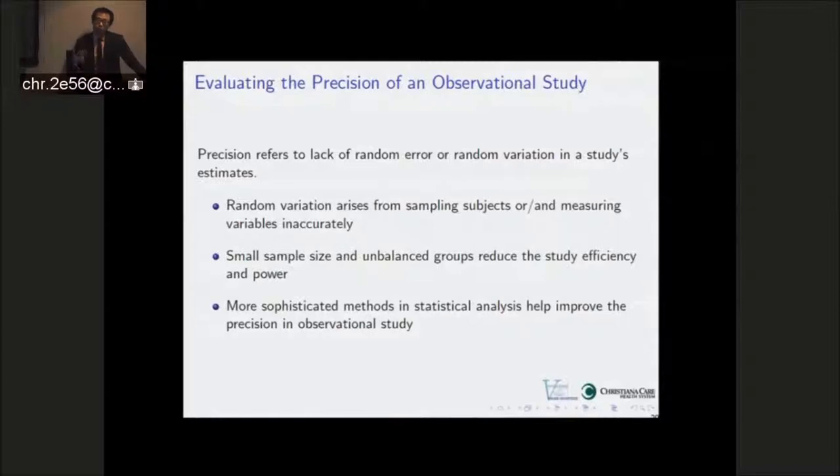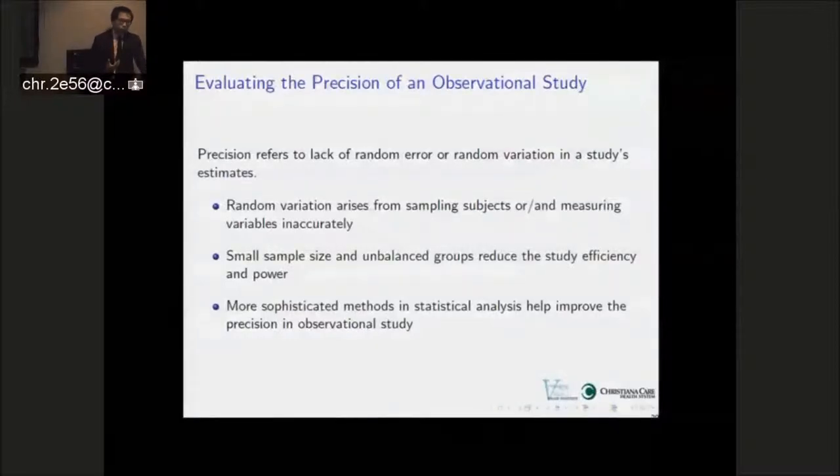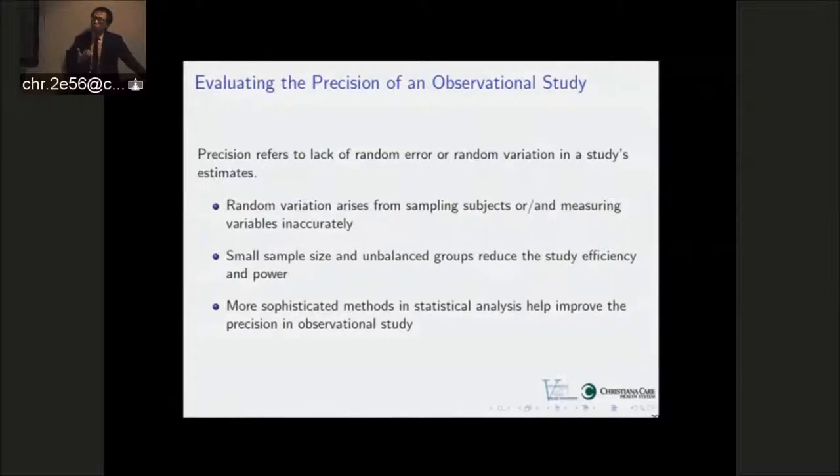If it's a randomized controlled trial, based on the hypothesis and the data structure, we can calculate that. However, in observational studies we usually don't know, so the study could suffer from some unobserved bias or confounding. Usually a small sample size, or a sample size based just on a randomized controlled trial, is not large enough to deal with unmeasured confounding. So my suggestion is, if possible, to get as much data as possible in your study. That's also why we need more sophisticated statistical methods to help improve precision in observational studies.